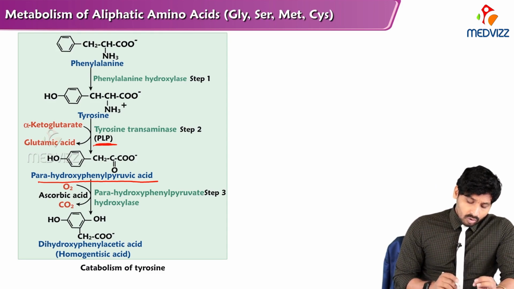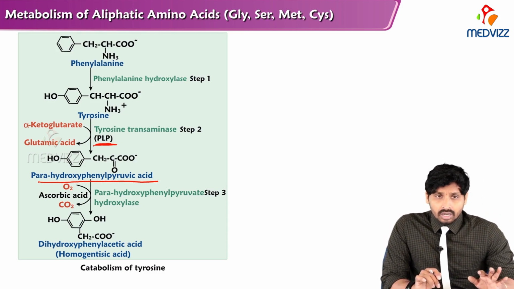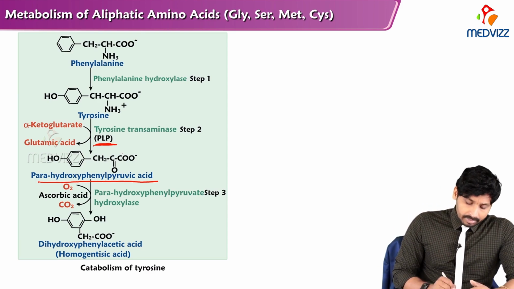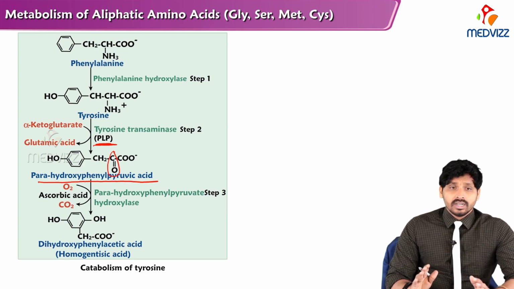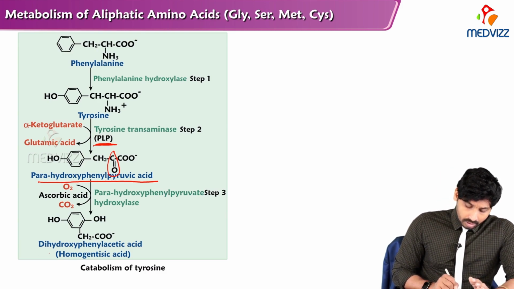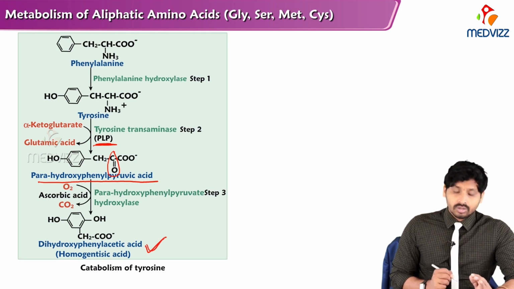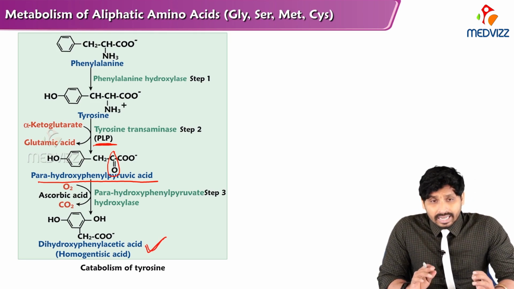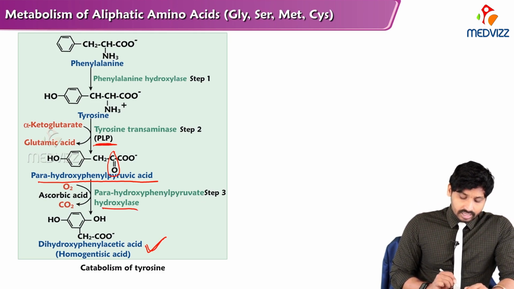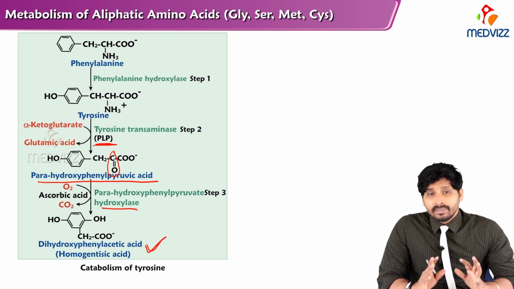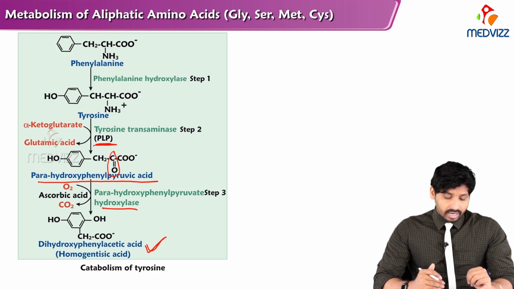Now again there is one more molecular oxygen coming into action and causing decarboxylation. Okay, it removes carbon dioxide from the para-hydroxyphenylpyruvic acid and forms dihydroxyphenylacetic acid, that is homogentisic acid. Remember this, homogentisic acid. And the enzyme is para-hydroxyphenylpyruvate hydroxylase. Para-hydroxyphenylpyruvate hydroxylase.